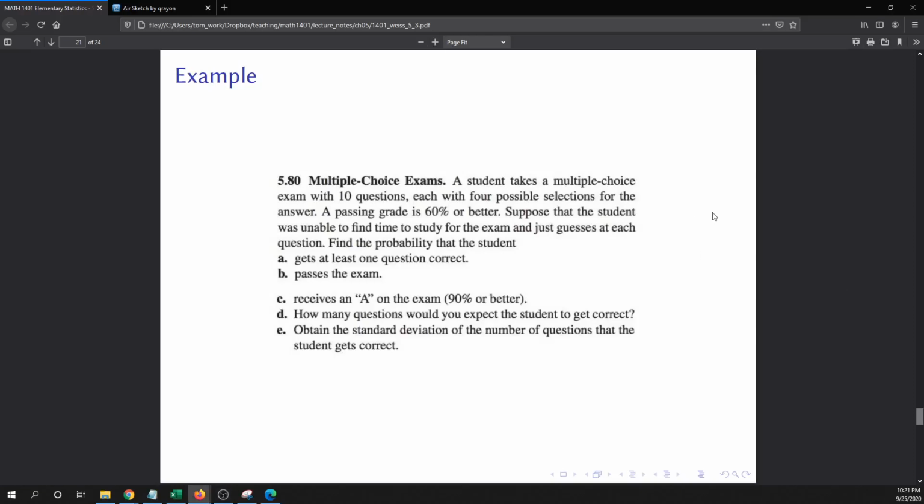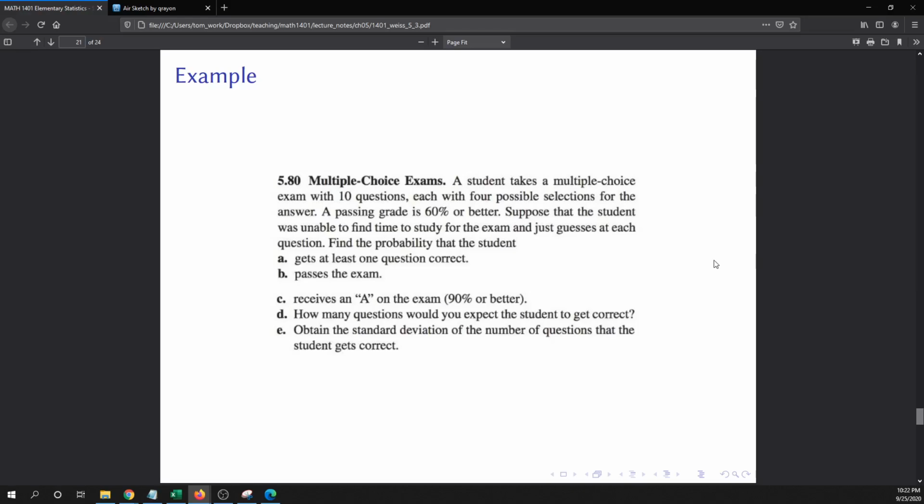All right, in this video we are going to work through problem 5.80, actually all parts on this one. All right, so multiple choice exams. It says a student takes a multiple choice exam with 10 questions, each with 4 possible selections for the answer. A passing grade is 60% or better. Suppose that the student was unable to find time to study for the exam and just guesses at each question.